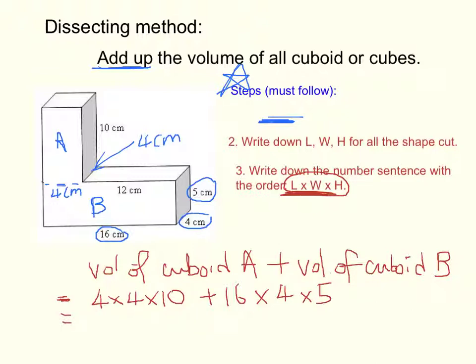So it will be 160 plus 320. So the answer is 480. Okay, and then you need to write down the statement also. Don't forget the statement. But for Miss Wong, I have no space to write down the statement, so please remember to write down the statement by yourself when you're doing your homework or in assessment.